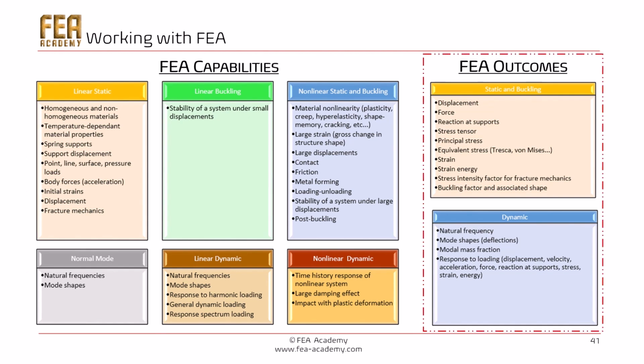Finally, you have the FEA outcomes. It can be the displacement, force, the reaction at support, the stress tensor, the principal stresses or the von Mises stresses, the strain energy, the buckling factor and the associated mode shape in this case. This is for static and buckling. And for dynamic, you have also access to the natural frequency, the mode shapes, which are the deflections, the modal mass fraction, and the response to loading. So it's again a wide range of outcomes.